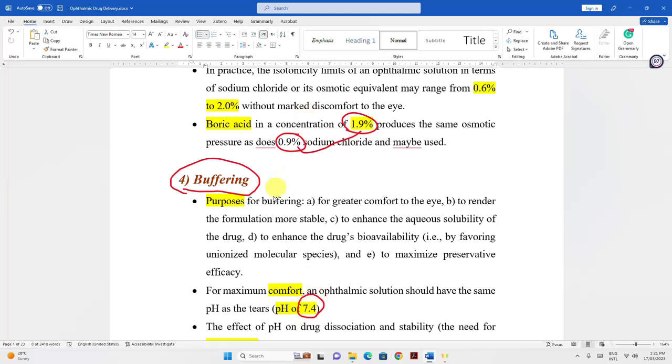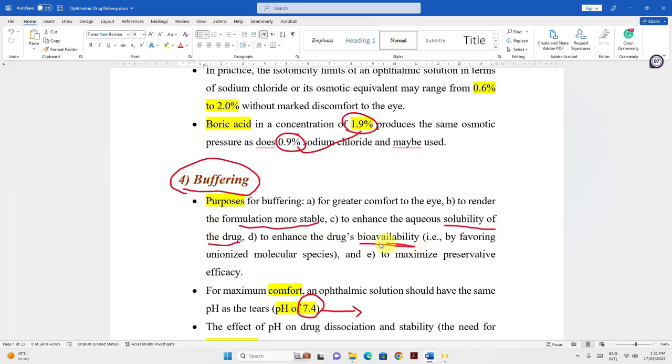And this means that whatever you apply needs to be close to this one. But this is not the only factor. For the comfort of the eye, we need the preparation to be closer to 7.4, but there are other factors. For example, the stability of the formulation. The stability can be affected by pH. Also, the solubility of the drug. If I want the drug to be in solution and soluble, then the pH is a factor.